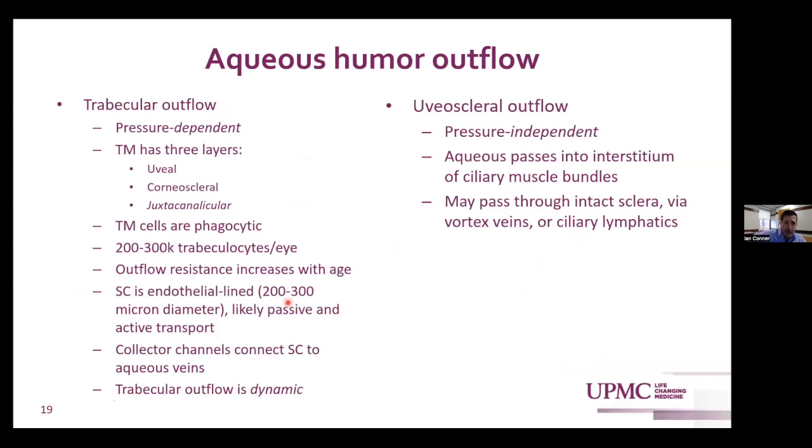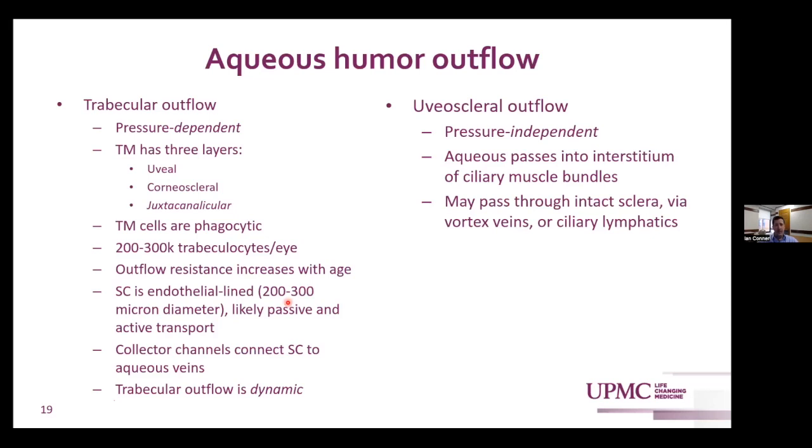So the outflow is pressure dependent through the trabecular meshwork, and the trabecular meshwork has three layers: the uveal layer, the corneal scleral layer, and the juxtacanalicular layer. The juxtacanalicular is, according to the test, the site of major resistance of aqueous outflow. TM cells are phagocytic. There's 200,000 to 300,000 trabeculocytes per eye, and they are actively transporting fluid out of the anterior chamber. So this also is not just a passive process.